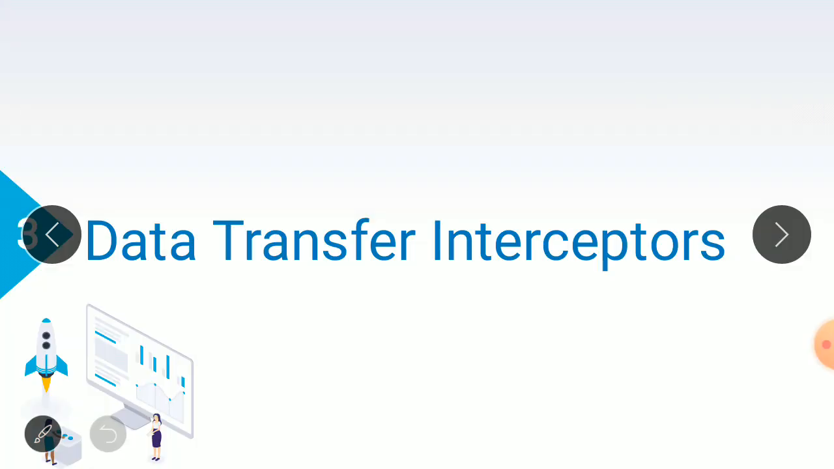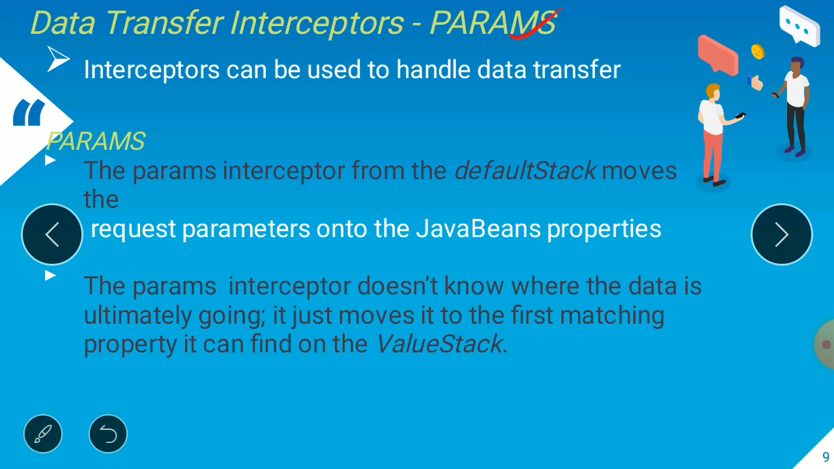So next, among the built-in interceptors, we are going to see the data transfer interceptors. The first one in this category is PARAMS.